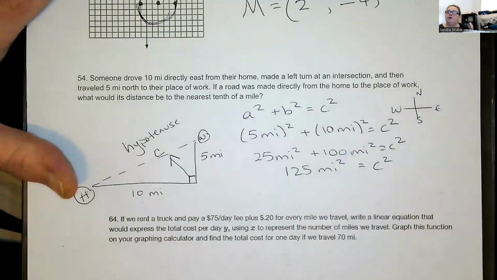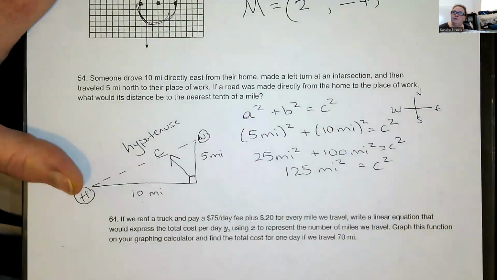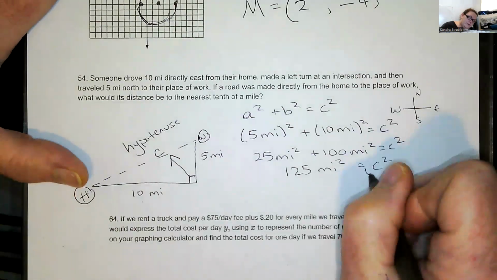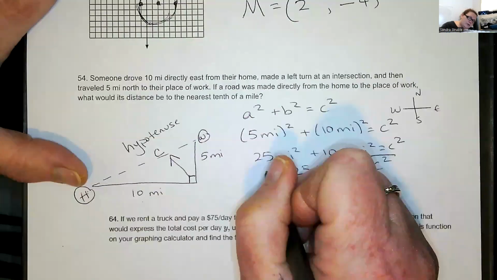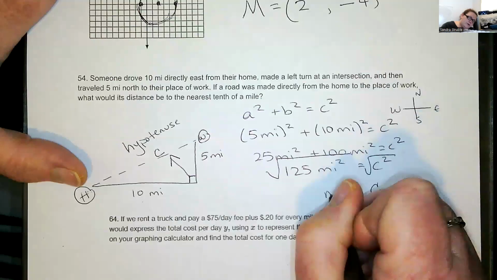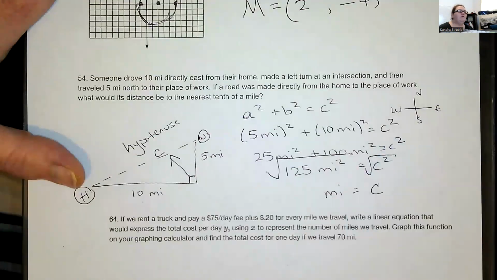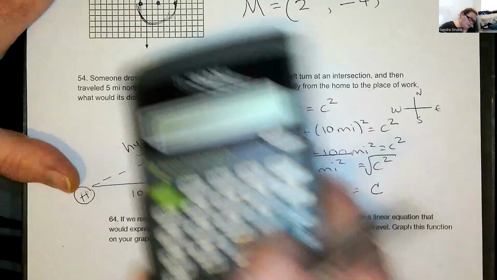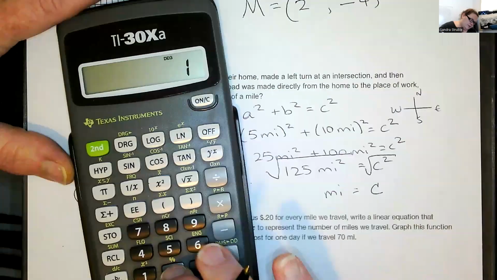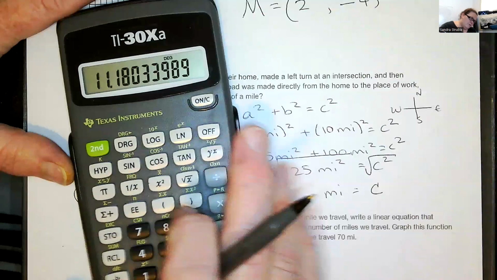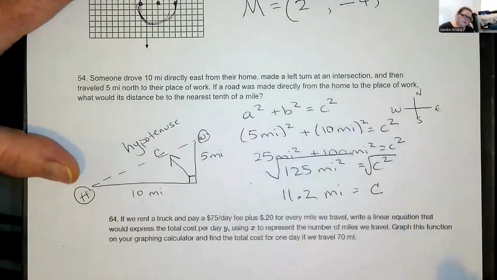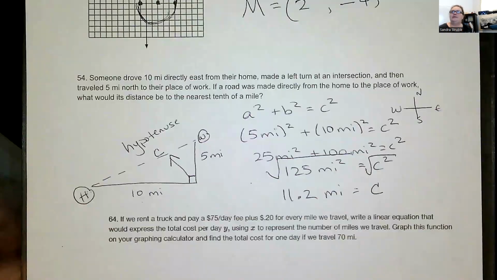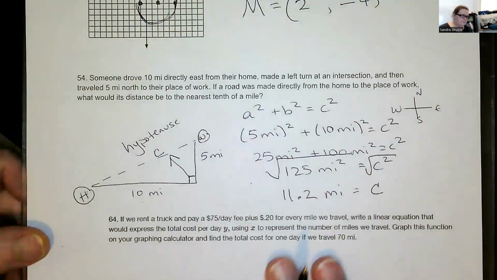The way to get rid of a square is a square root. So we're going to take the square root of C squared to make this just C, which what we do to one side, we're going to do to the other. Miles is going to be our unit. And the square root of 125, I don't know. Where's the calculator? So 125, and the square root is 11.2 basically. So 11.2 miles instead of 15. That sounds delightful. All right.